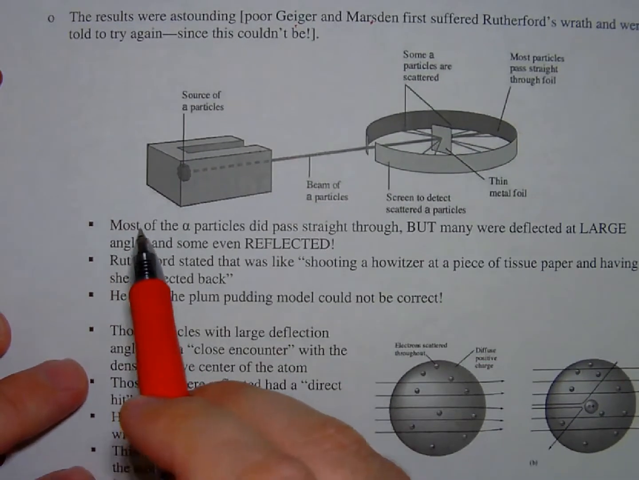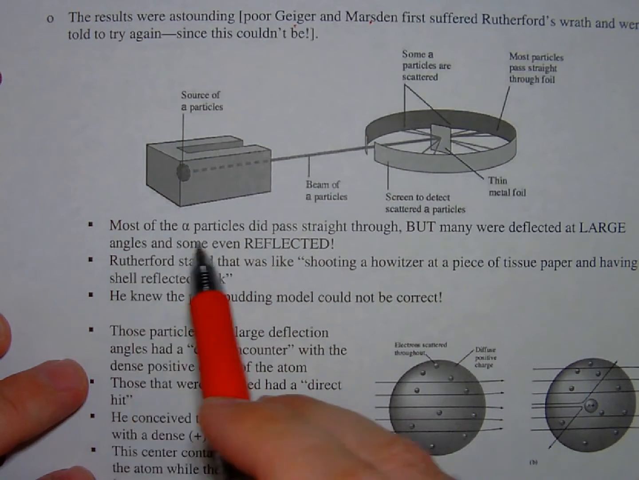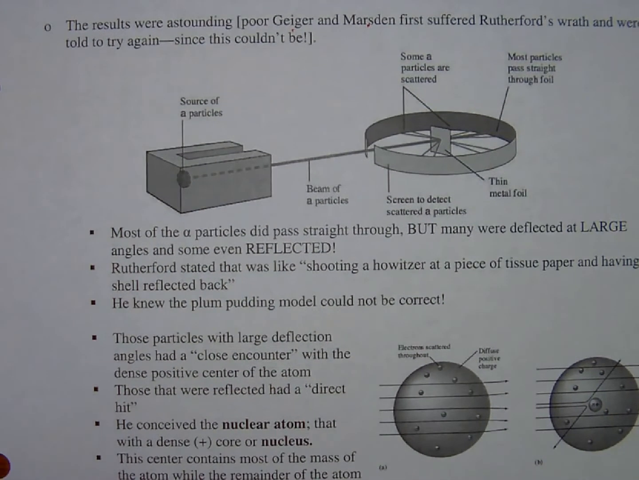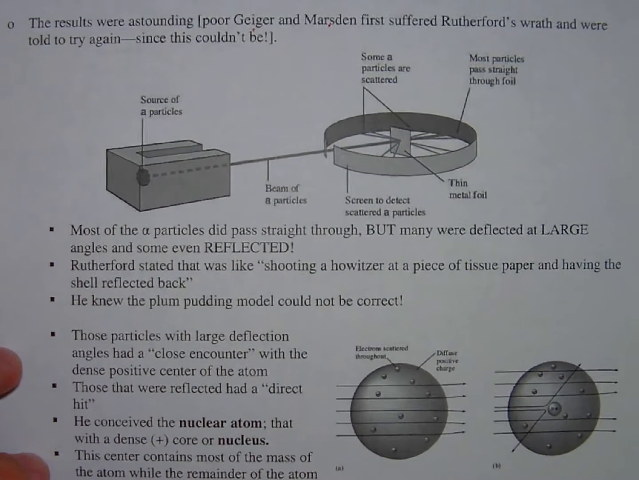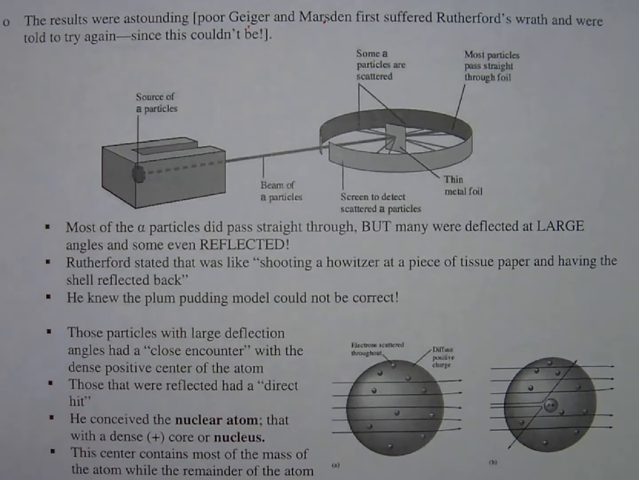So when Rutherford finally got up and went down to the lab, he saw that this was the case, that most of the alpha particles did pass straight through, but many were deflected at large angles, and some were even reflected. His comment at the time was that this behavior was like shooting a howitzer, which is kind of an old-timey rapid-fire gun with large shells. Rutherford said that it was like shooting a howitzer at a piece of tissue paper and having the shell reflected back. Right? It was not what he expected.